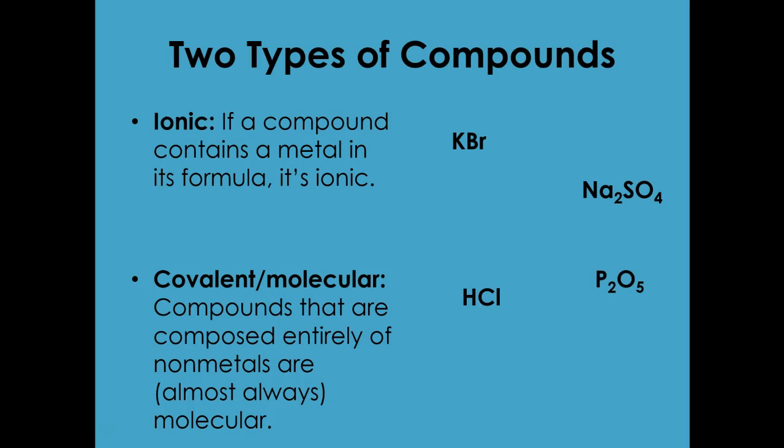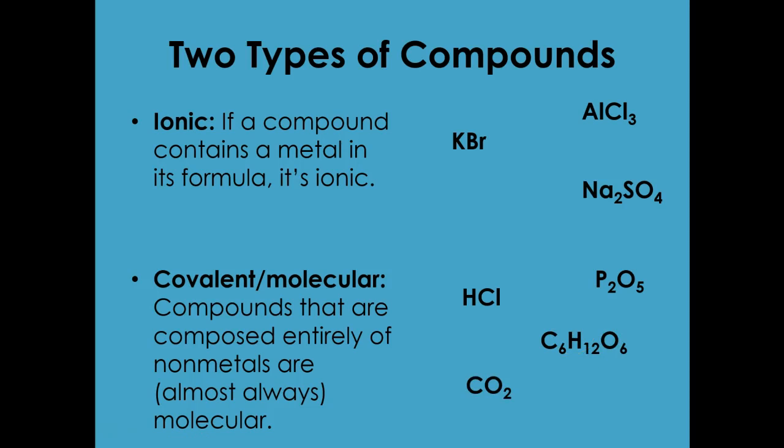Diphosphorus pentoxide: phosphorus and oxygen are both nonmetals, so that's a covalent compound. Aluminum chloride: aluminum is a metal, and so that's an ionic compound. Glucose, this is the formula for glucose, C6H12O6. Carbon, hydrogen, and oxygen are all nonmetals, so that's a covalent molecular compound.